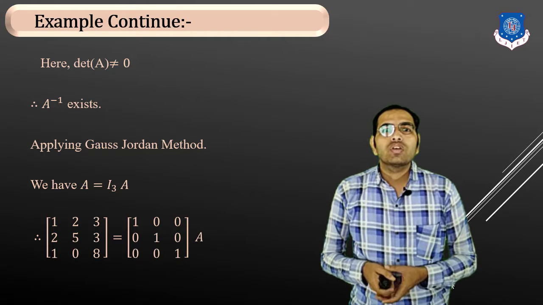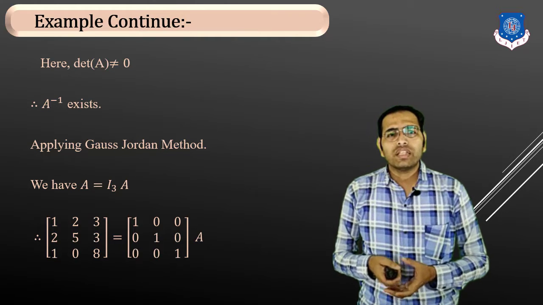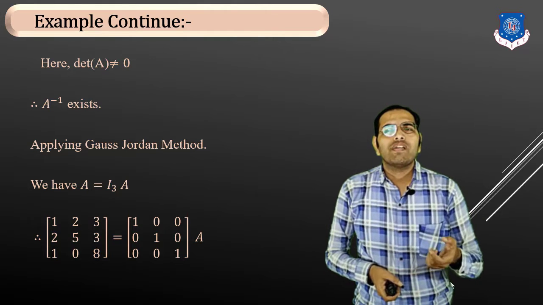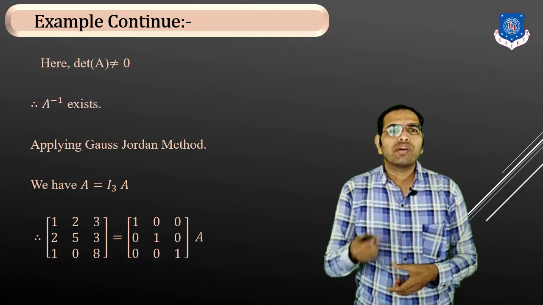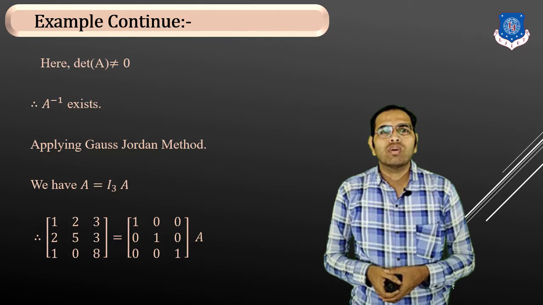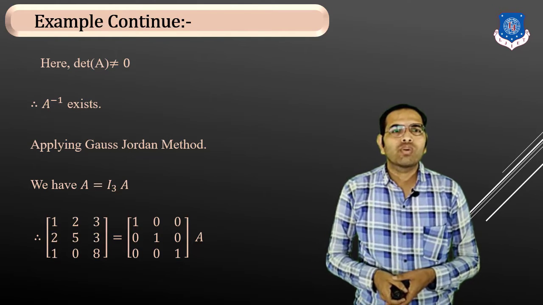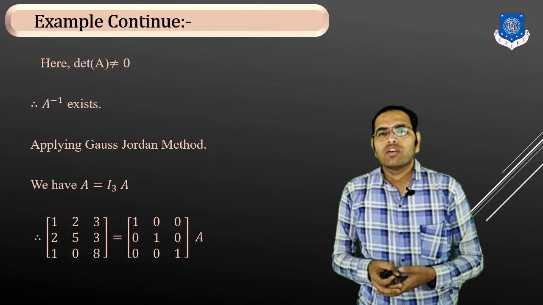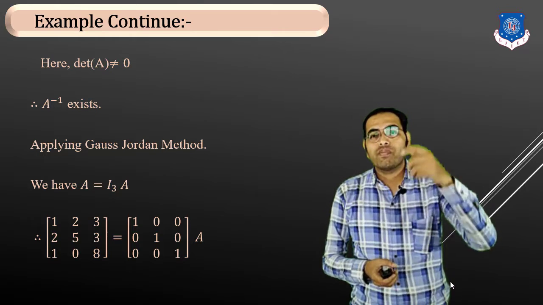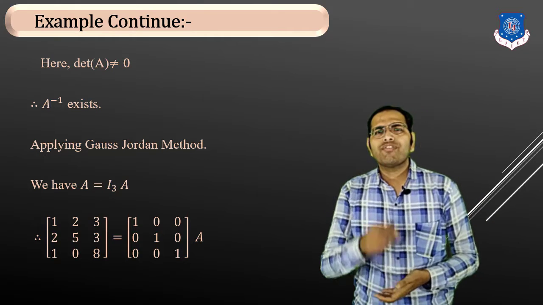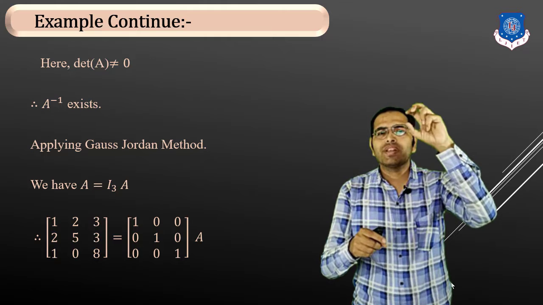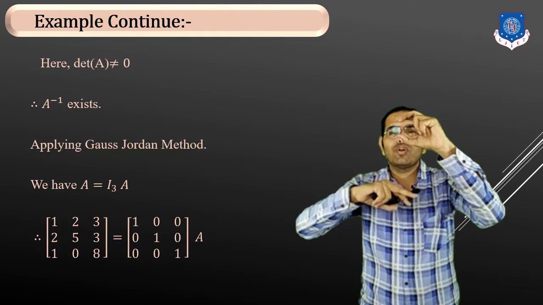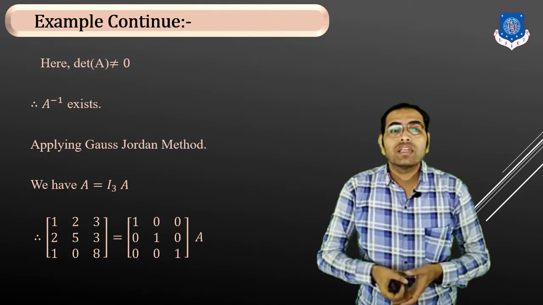Then applying the Gauss-Jordan method, we have A equal to I3 into A. Here our matrices become [1 2 3; 2 5 3; 1 0 8] equal to [1 0 0; 0 1 0; 0 0 1] into A. Now for applying the row operations, first we make the leading element 1. Here in the first row, the first non-zero element is our leading element, that is 1. Then we make the entries below the leading one 0.